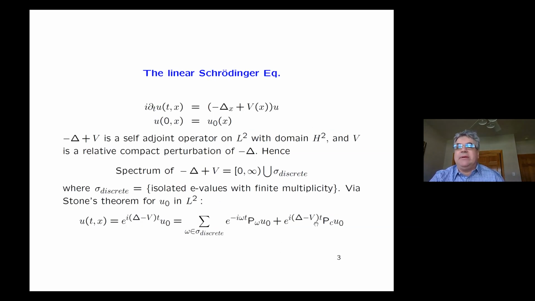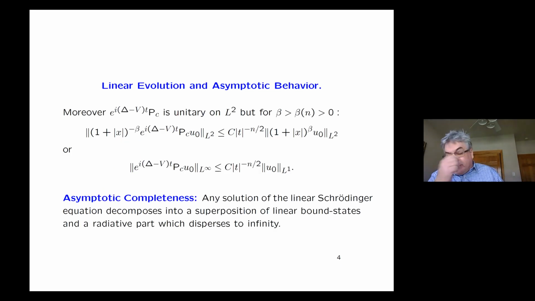So if you plug this back into the solution that I just showed you, this part will decay in time. So this will survive. You will have a quasi-periodic evolution that will involve projection on each of the eigenfunctions corresponding to the discrete spectrum of the minus Laplacian plus V. And that means that any solution of this linear Schrodinger equation decomposes into a superposition of linear bound states. We'll call those linear bound states. Each of them is a periodic function that corresponds to each eigenfunction, the sum of them becoming a superposition of these linear bound states. And there is the radiative part which disperses to infinity, or if you wish, it decays like this.